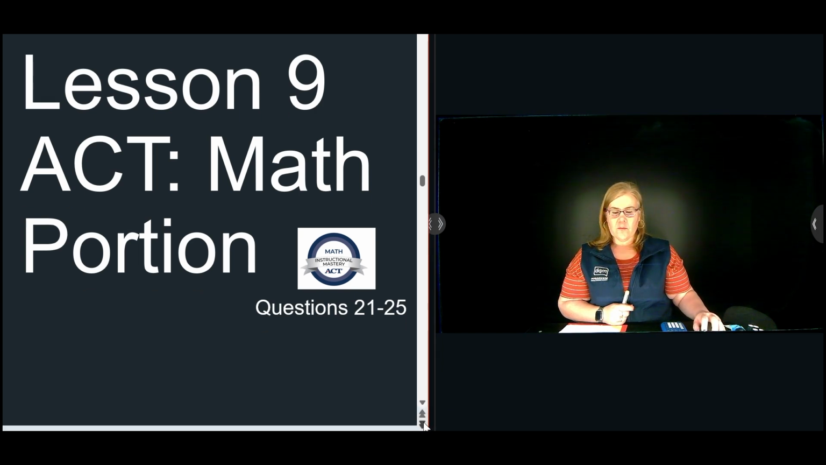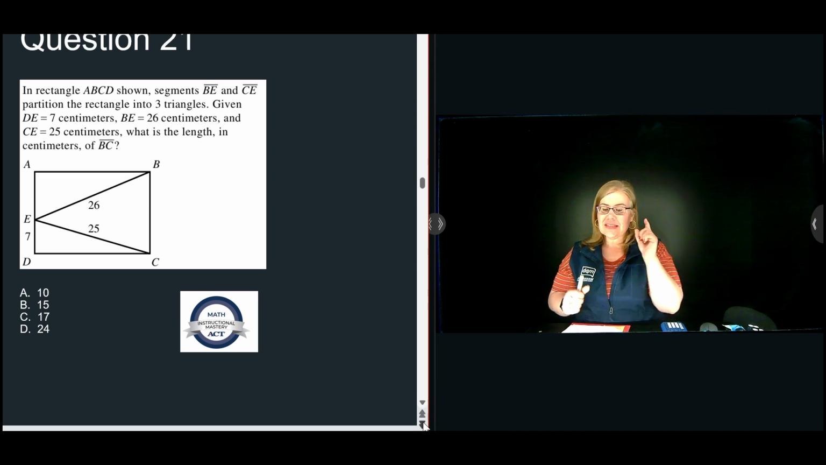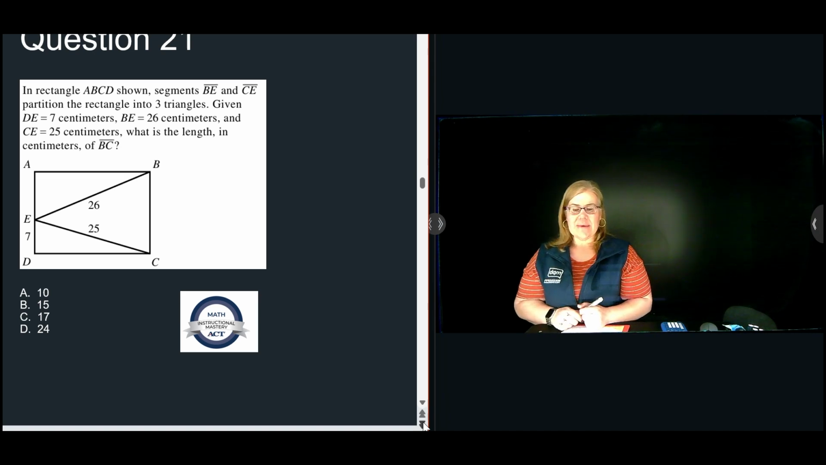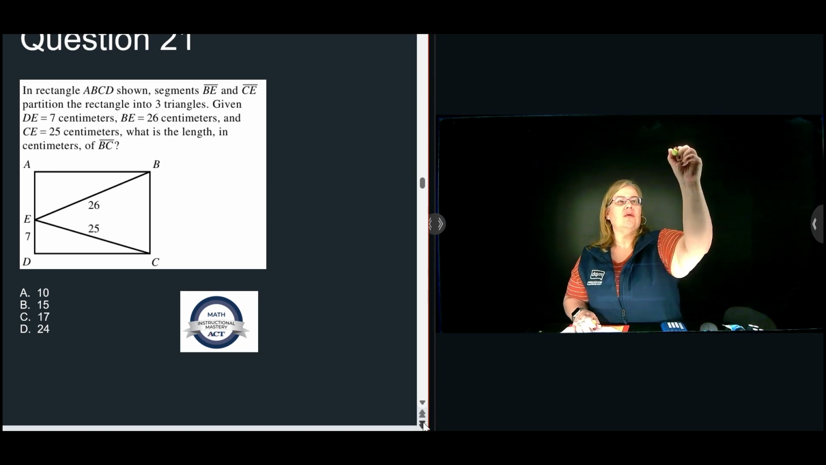So here we go. The first question, question 21, reads: the rectangle ABCD shows segments BE and CE partition the rectangle into 3 triangles. Given DE equals 7 centimeters, BE equals 26 centimeters, and CE equals 25 centimeters, what is the length in centimeters for BC? So I'm going to go ahead and draw that for us just so we can have a visual.